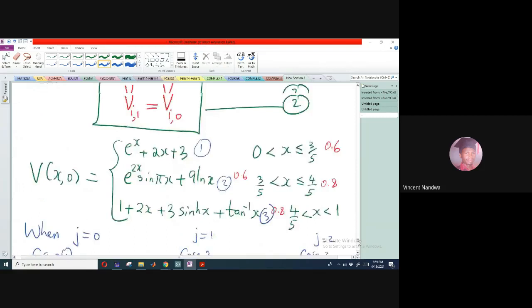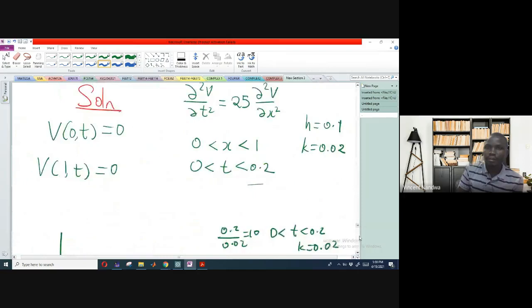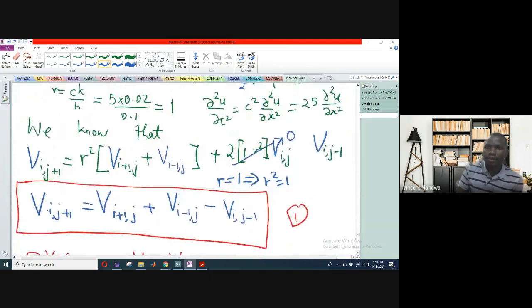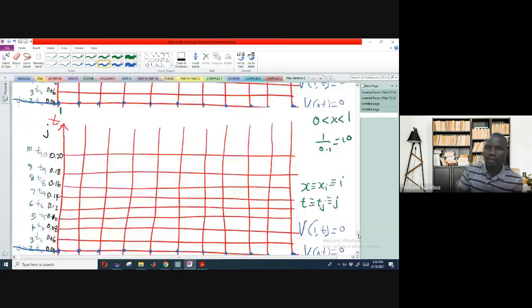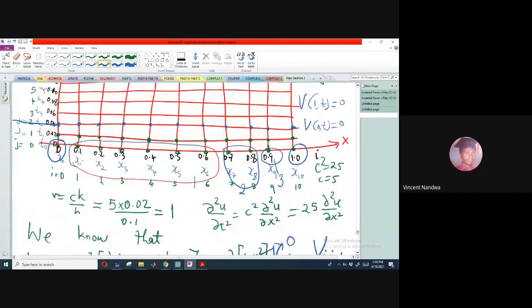So remember, generally we have V I,J. This is the X value, this is the T value. This is the general case. Let me demonstrate from the grid itself. So remember this is the line J equals to zero, the line on the x-axis. The coordinates of this point here are 1,0, meaning the value of x1 and t0, and this is 2,0, this is 3,0 on this line here.